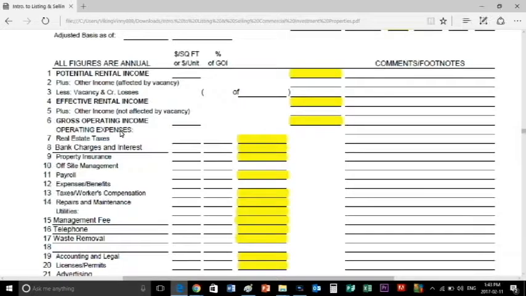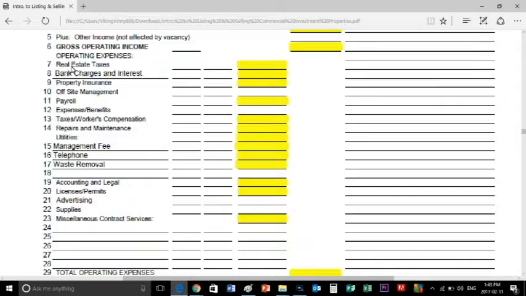6, gross operating income, operating expenses. 7, we've got the real estate taxes. 8, bank charges and interest. 9, property insurance. 10, off-site management. 11, payroll. 12, expenses and benefits. 13, taxes, workers' compensation. 14, we have repairs and maintenance, utilities. 15, we have management fee. 16, telephone. 17, waste removal. 18 is blank. 19, accounting and legal. 20, licenses and permits. 21, advertising. 22, supplies. 23, miscellaneous contract services, from lines 23 to 28.